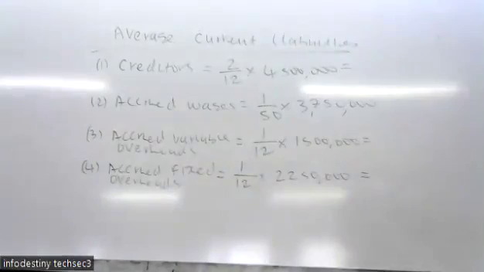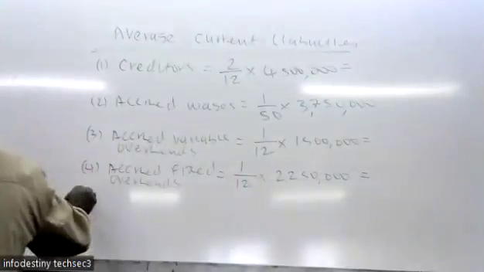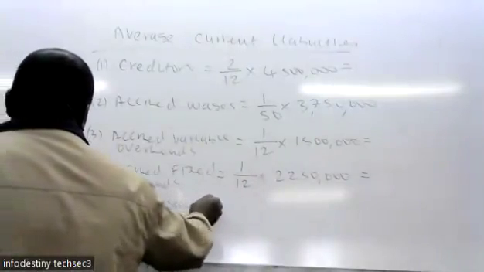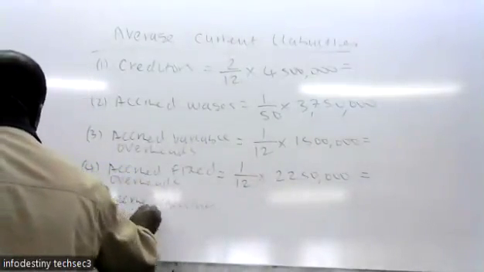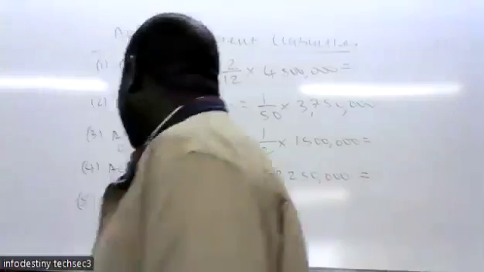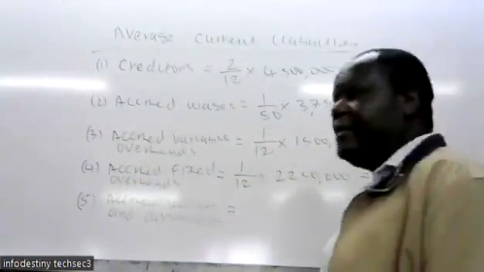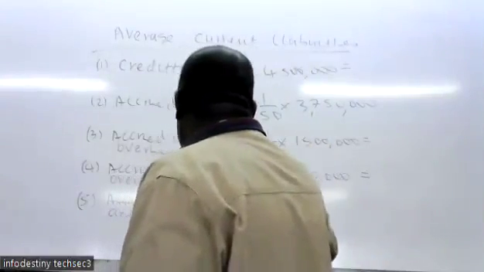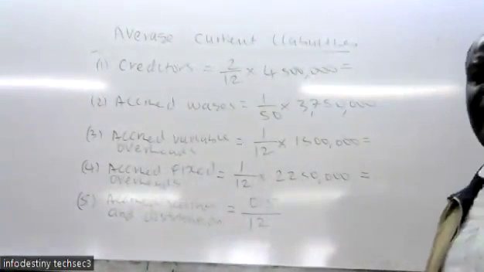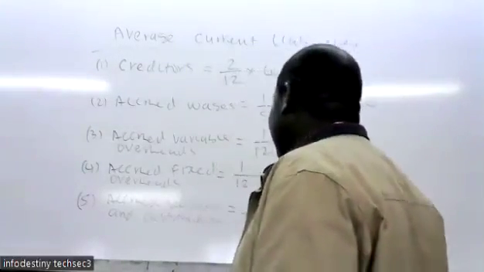Then apart from the accrued, there is also accrued selling and distribution. Accrued selling and distribution is half a month, the same as 0.5 divided by 12. How much was the value for the selling and distribution?